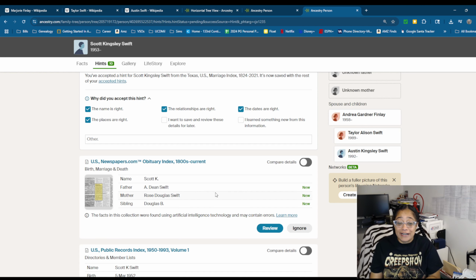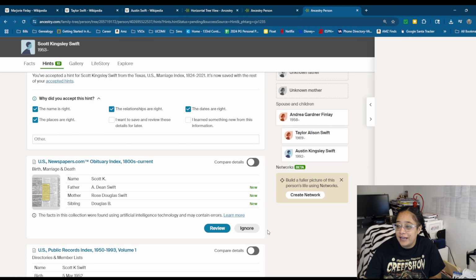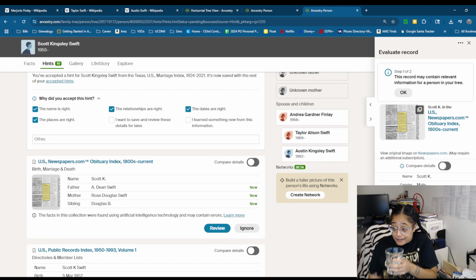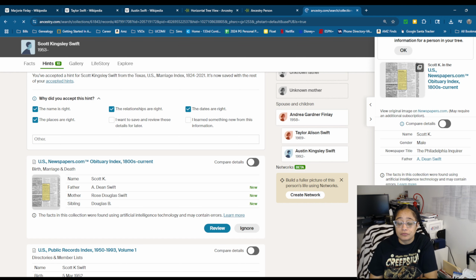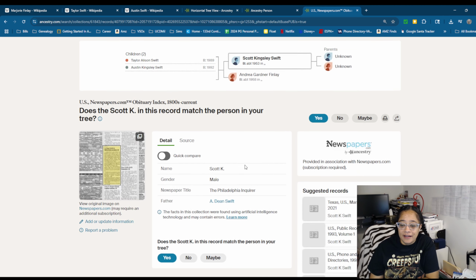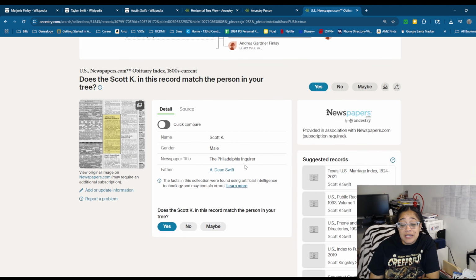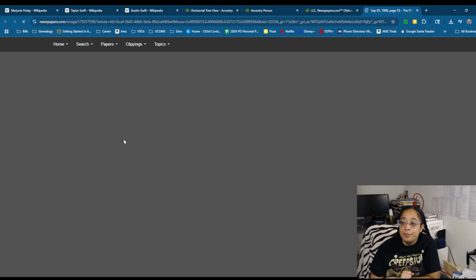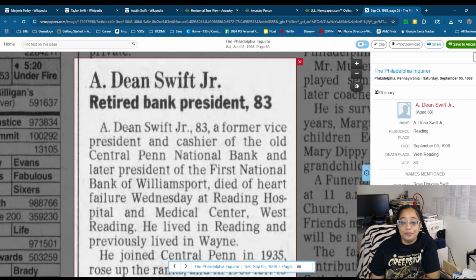So I'm going to go ahead and click review on the obituary index and see if this is the right family. Again, I'm going to go ahead and view the record page. And then, so we can see more information about what the obituary says, we are going to open that up. So automatically it says retired bank president, and Scott works for Merrill Lynch. So I'm like, this is probably the same family.